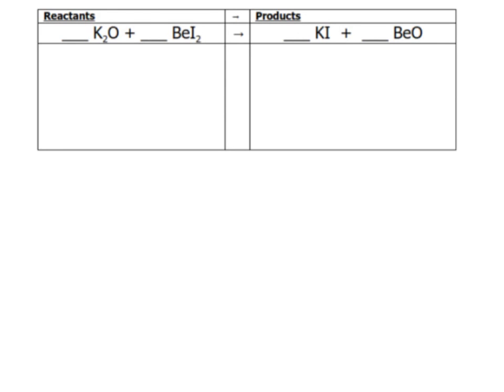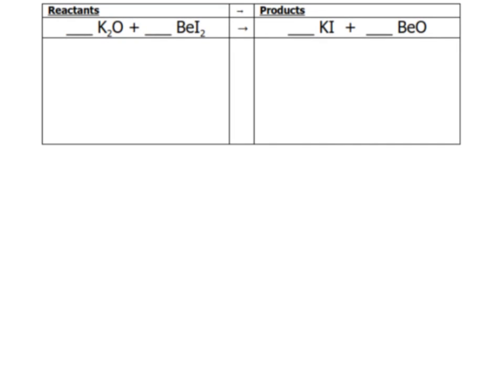Alright, this is level 2, the first example, and I'm going to show you the math way of balancing equations. These are going to get a little bit harder than level 1, but many people still like to do the math way. So you're going to list your elements right here in the middle. We have K, O, B, E, and I.